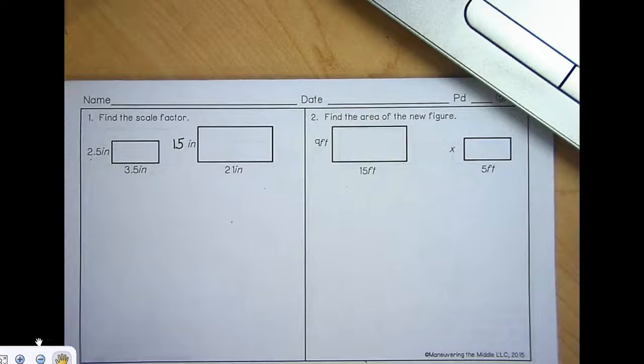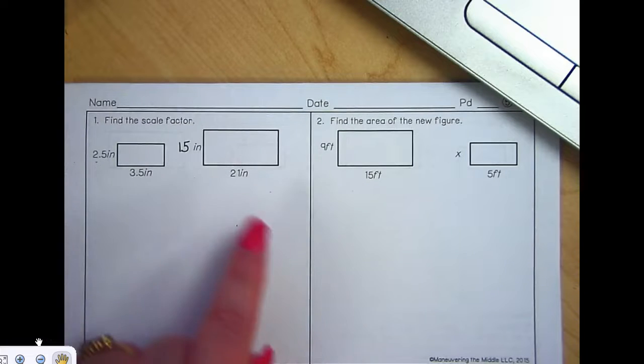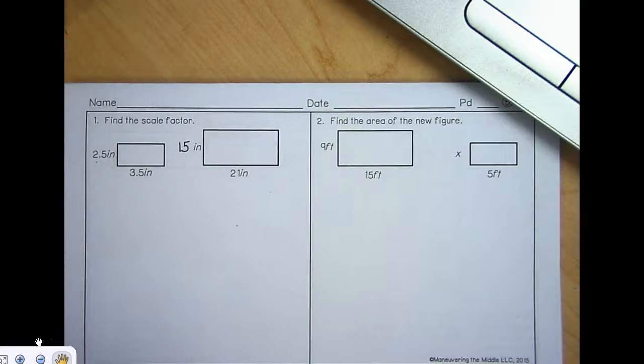Let's take a look at warm-up 58. Number 1 says, find the scale factor. So, if the dimensions of this smaller rectangle are the height is 2.5 inches and the base is 3.5 inches, and we look at the larger rectangle, the base is 21 inches and the height is 15 inches, what's the scale factor? So what do we talk about scale factor means?